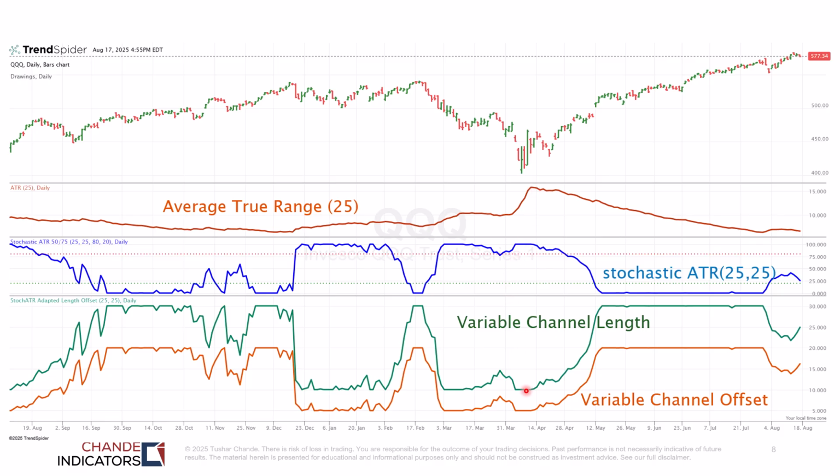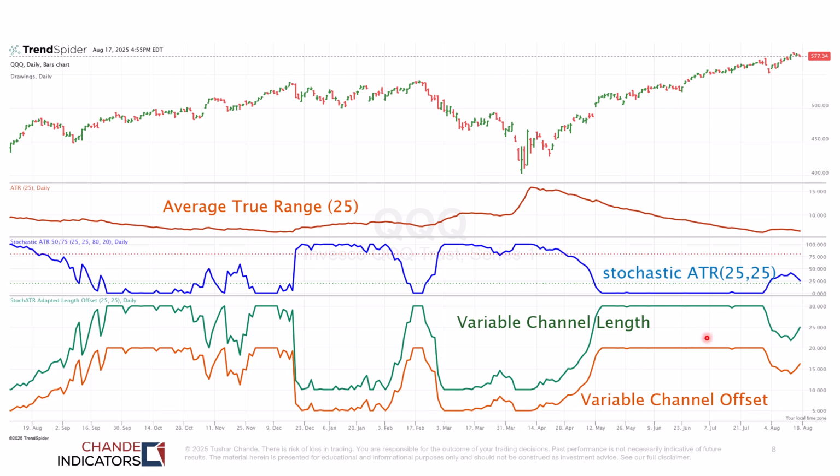That is, the length of the channel is shrinking and the offset is shrinking. And then here, when the market rallies and is making new highs, the ATR is declining, the stochastic is at the low value, meaning at 0, telling you that we are at the bottom of the range, and so the equivalent variable lengths are at the highest values, and here it's at 30 and 20 because that's what I've specified.